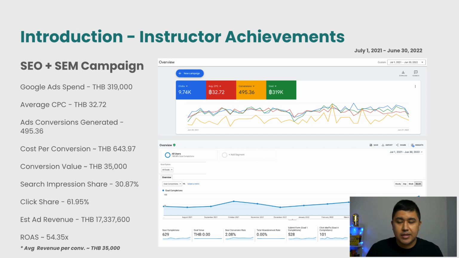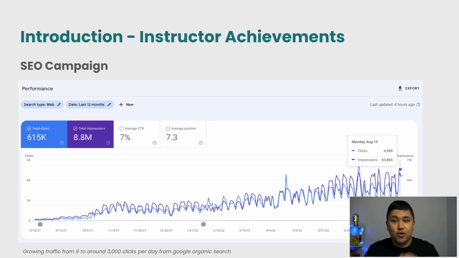So that's one of the results, right? Just to show you that it's possible that things are successful. The other one is actually now a core SEO focused campaign. This is a website on a real estate niche.